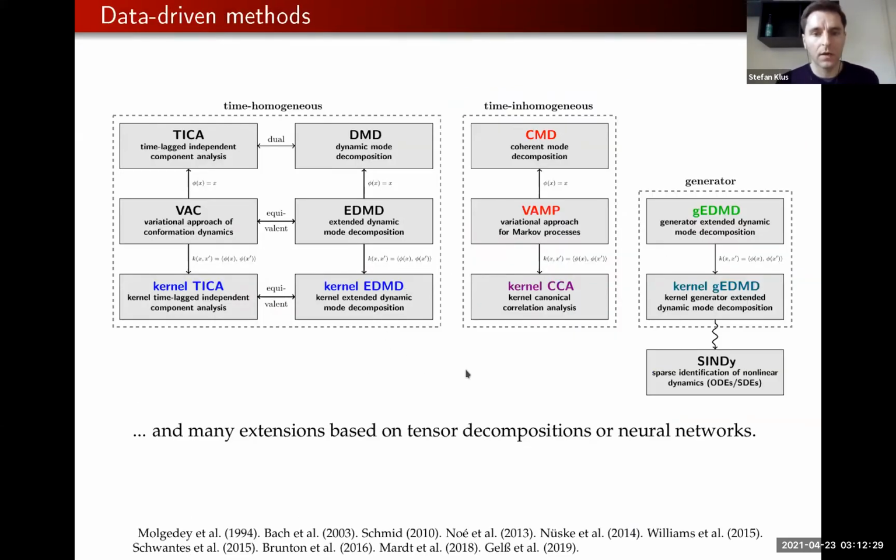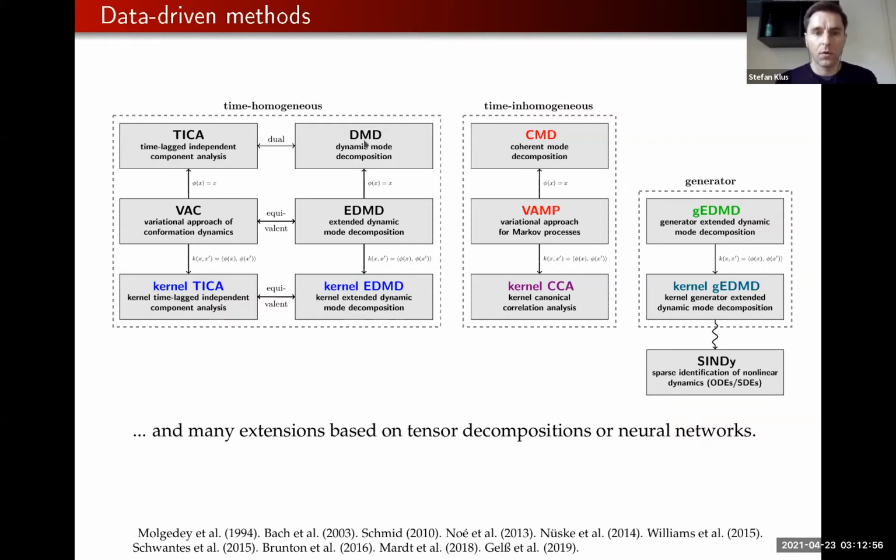Here I'm just showing an overview of all these different data-driven methods that have been developed over the last years. And I should point out that this is not exhaustive. There are lots of additional techniques based on, for example, low-rank tensor decompositions or on neural networks. Different methods have been developed by different communities. This is basically developed by the molecular dynamics community. The same methods have been independently developed also by the fluid dynamics and dynamical systems community.